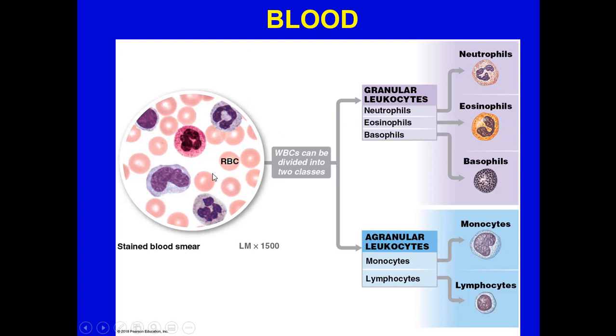Here is a stained blood smear, and you can see what you have here. Eosinophils, and you see some basophils here. You also have a monocyte, and you can have neutrophils. You also have a lymphocyte here as well. And of course, your red blood cells here.